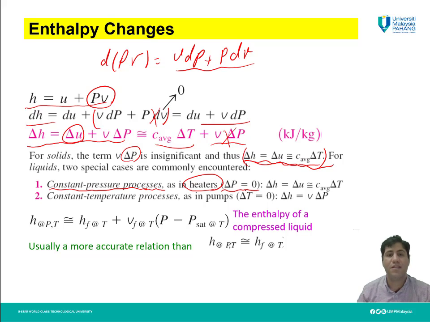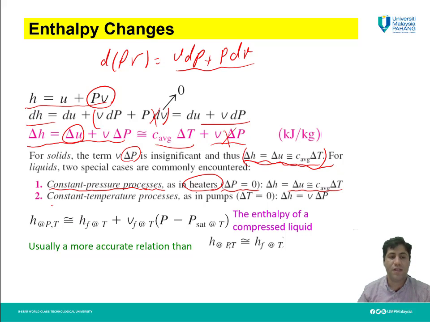For that heater, delta P or pressure change will be 0, then delta H and delta U, similar to the solid, will be equal to each other, or delta H and delta U are identical. Change in enthalpy is equal to change in the internal energy, equal to the change in the temperature of that substance times the average specific heat of that substance between temperature T1 and T2.